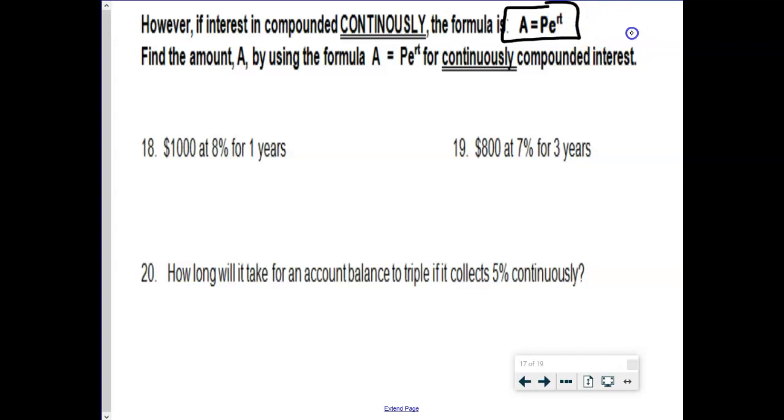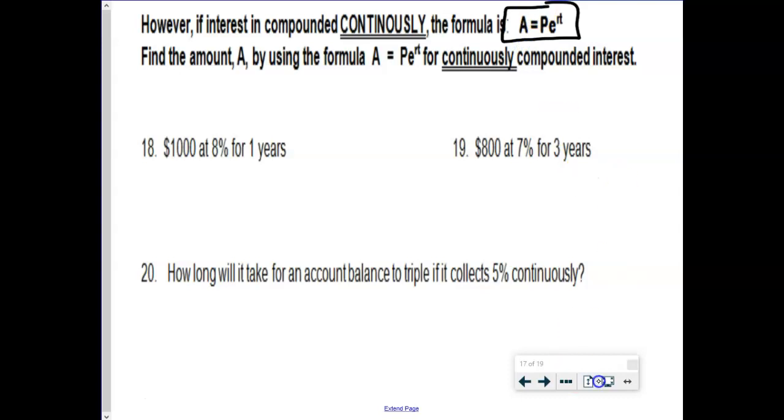All right, so mathematicians call this PERT, like the shampoo, PERT plus PERT. Can you see why we call it PERT? Because it spells PERT. So it's P, still principal, times E to the RT power. E is a number, like how pi is a number. What's pi? 3.14159, whatever. E is a different number.